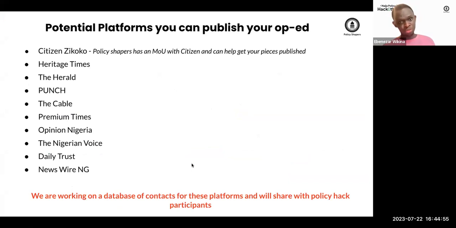And then we have an MOU with Citizens Ikoko, one of the urban platforms for Gen Zs to engage with policy and politics and all those kinds of things. They also publish the work that we do. So we'd also be happy to connect your policy, your op-ed, your ideas to that platform for those who are able to apply. So that's also a way of saying, make sure you apply for Naija Policy Hackathon.